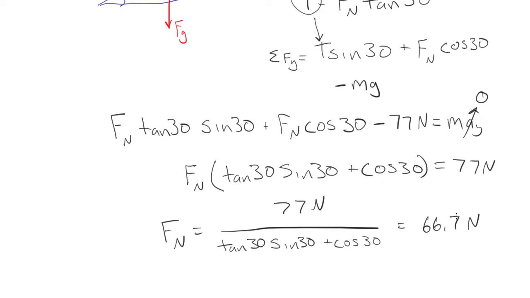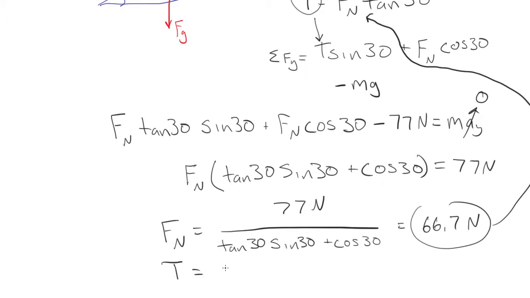And then once I have this normal force, I go back and plug it in up here to solve for the tension. So tension is just this number times the tangent of 30. If you solve that, you get the tension is 38.5 newtons. All right, so we got it, with quite a bit of work.